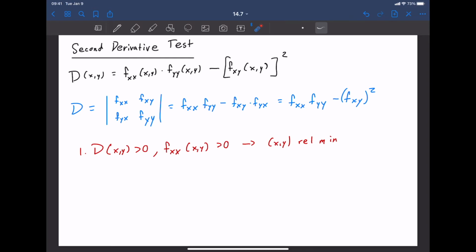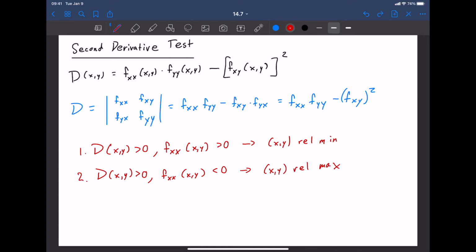Now, what I just said is not necessarily true. This part had to be positive, and then the concavity in the x direction is also up, basically. More on that in a second. 2. All right, so if this thing, this Hessian, is positive, but the concavity in the x direction is negative, now the point would be a relative max.